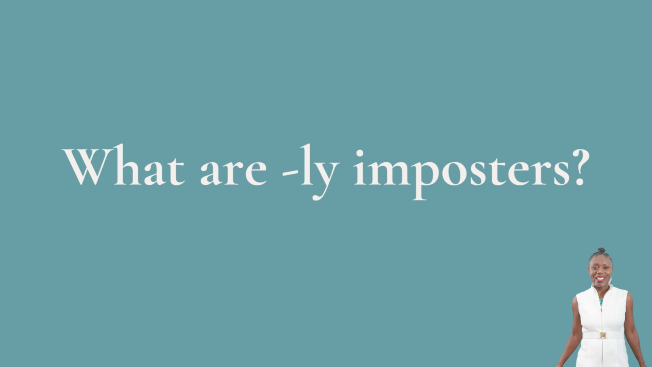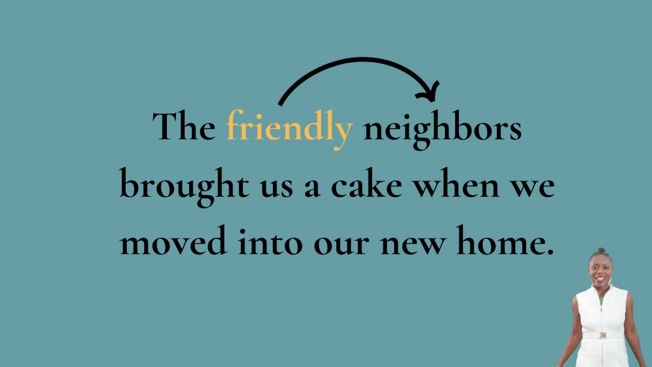So, what are ly imposters and why do they matter? Well, ly imposters are adjectives or other parts of speech that end in ly, which can be easily confused with ly adverbs. Here is an example. The friendly neighbors brought us a cake when we moved into our new home. This is clearly not an ly adverb. In this sentence, friendly looks like an ly adverb because it ends in ly, but it's actually an adjective describing the neighbors. This, my friends, is an imposter.